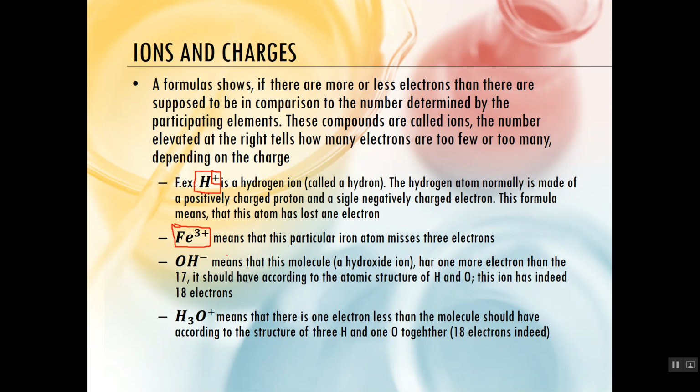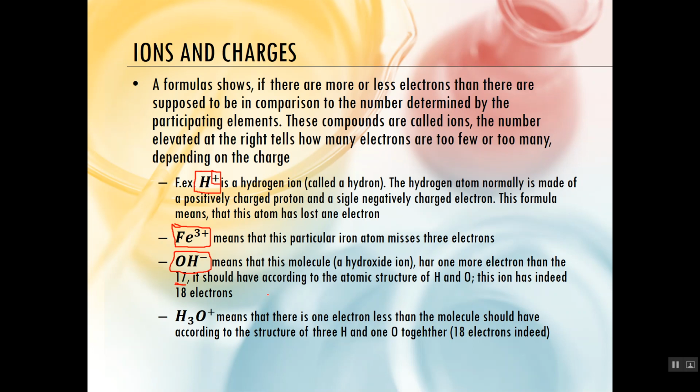So for each electron you have less, you have a positive charge more. If you take the molecule, because you also have ions of molecules, OH minus, then that means that if you count the number of electrons which the molecule OH should have, you get to the number of 17. Because O has 16 electrons and H has 1 electron.